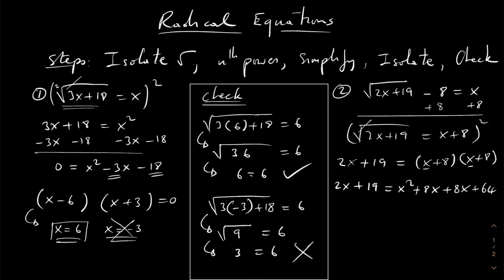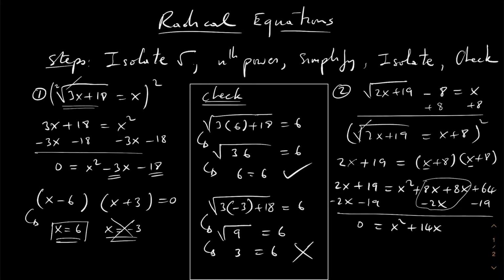Now let's isolate our variable and basically solve for x. We're going to subtract 2x on both sides, and also 19 on both sides, and that will give us 0 equals x squared, and 8x plus 8x minus 2x will give us 14x, and 64 minus 19 will give us 45. Now all we have to do here, since this is a quadratic equation, is look for two numbers that add up to 14 and multiply to 45. Those two numbers are going to be 9 and 5.